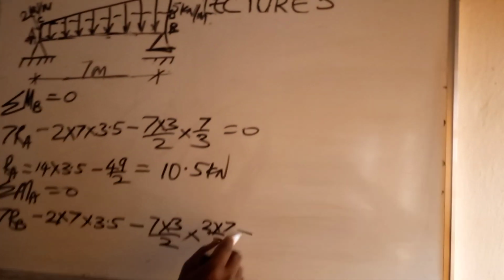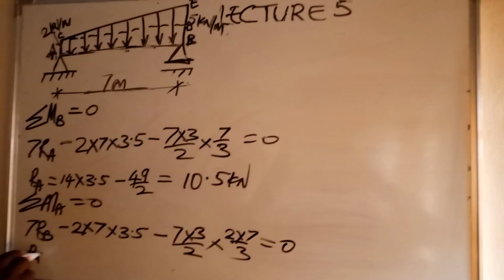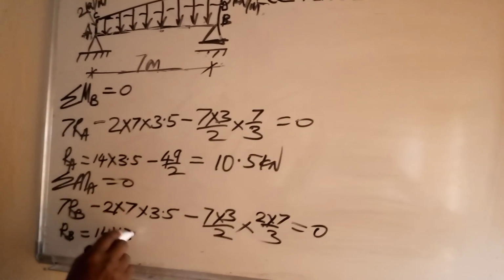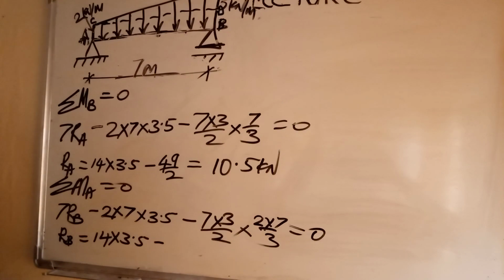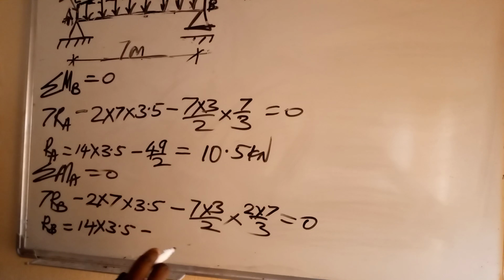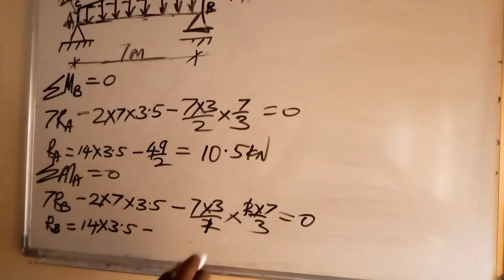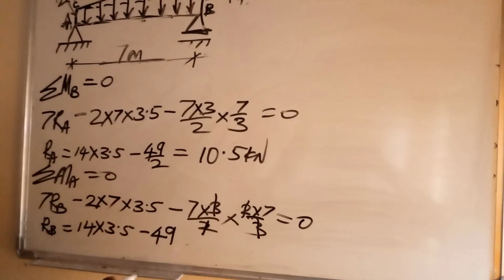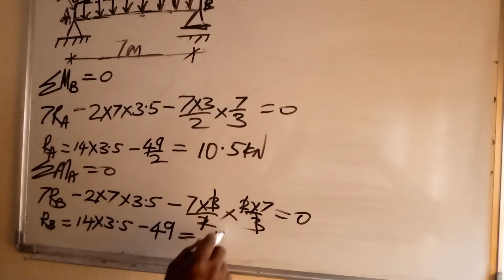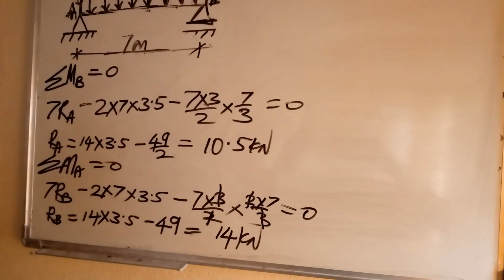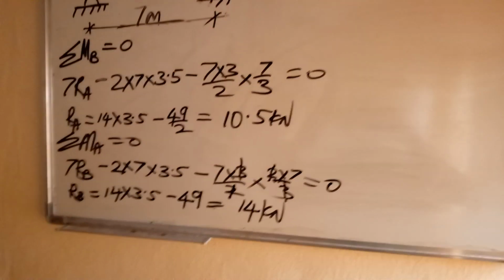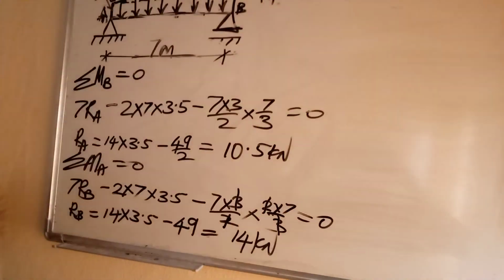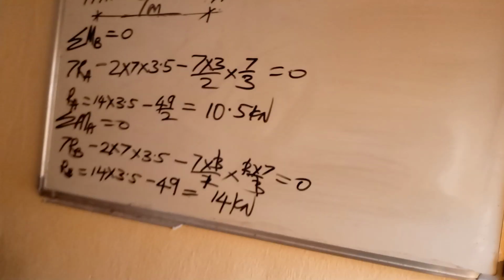Which means it is equal to 0. So RB is equal to 14 times 3.5 minus 49, which is equal to 14 kilonewton. So easy. I've gotten reaction A and reaction B.